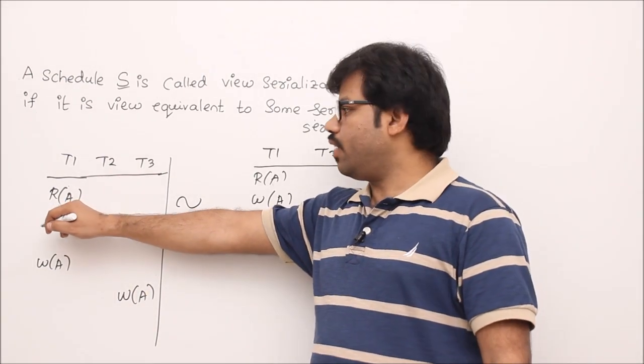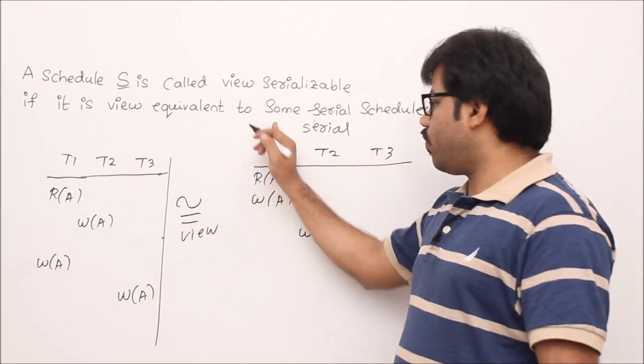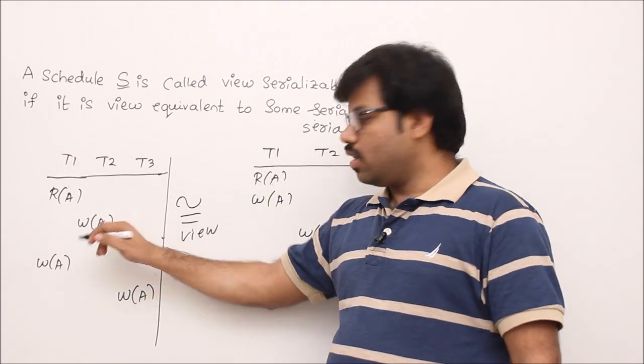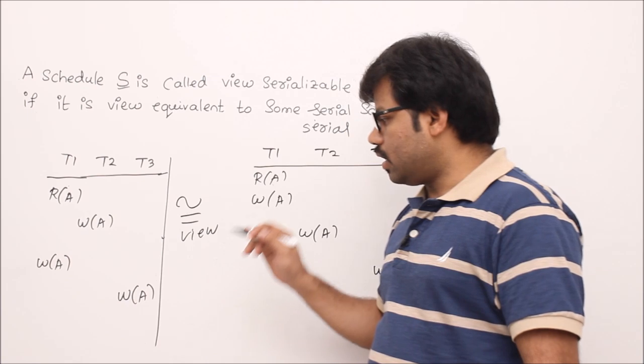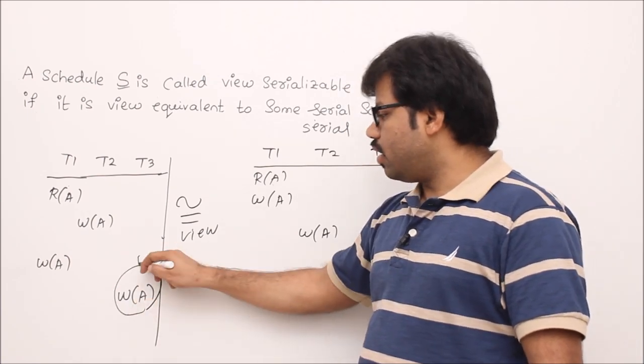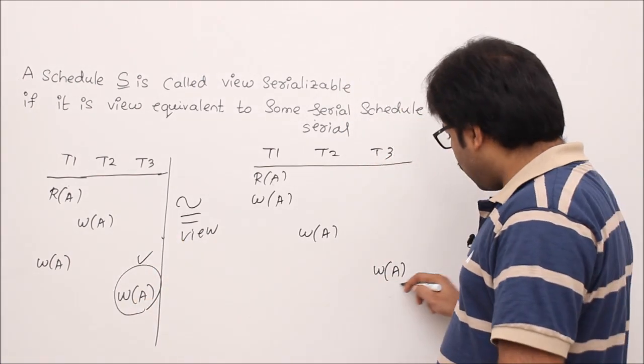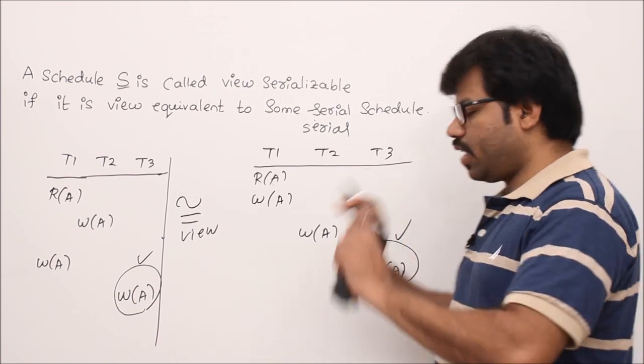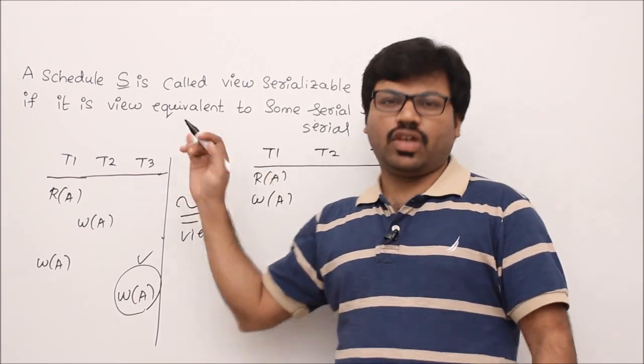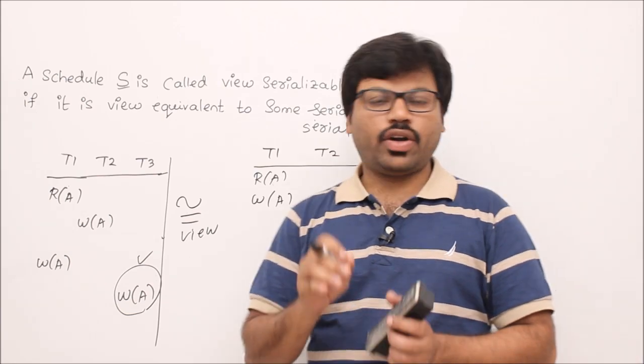Now check the view equivalence clearly, all the conditions. Read condition: reading from the database. Here also reading from the database. Any other reads? No. Now last writes. The last write is done by T3. Here the last write is also done by T3. Now this is perfectly view equivalent to this one. So remember, one important point here.